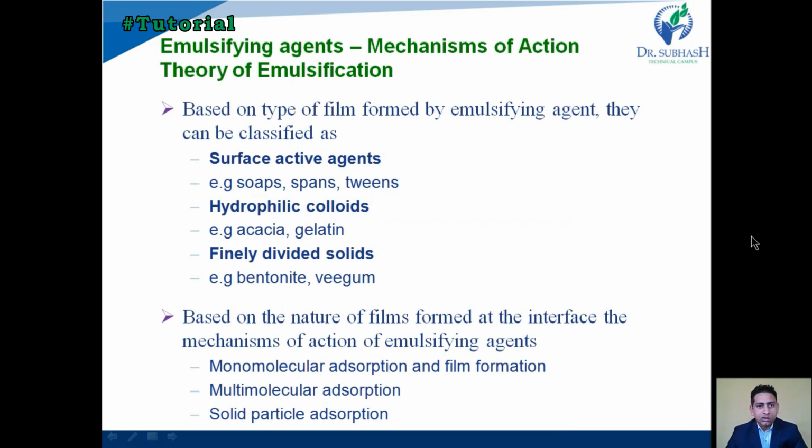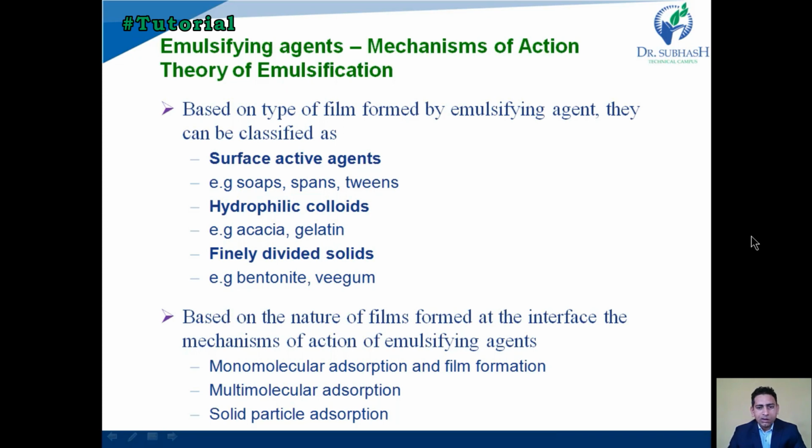Based on the type of film formed by the emulsifying agent, they can be classified as surface active agents, for example soaps, Spans, Tweens, then hydrophilic colloids, for example acacia and gelatin, then finely divided solids, for example bentonite and Veegum.